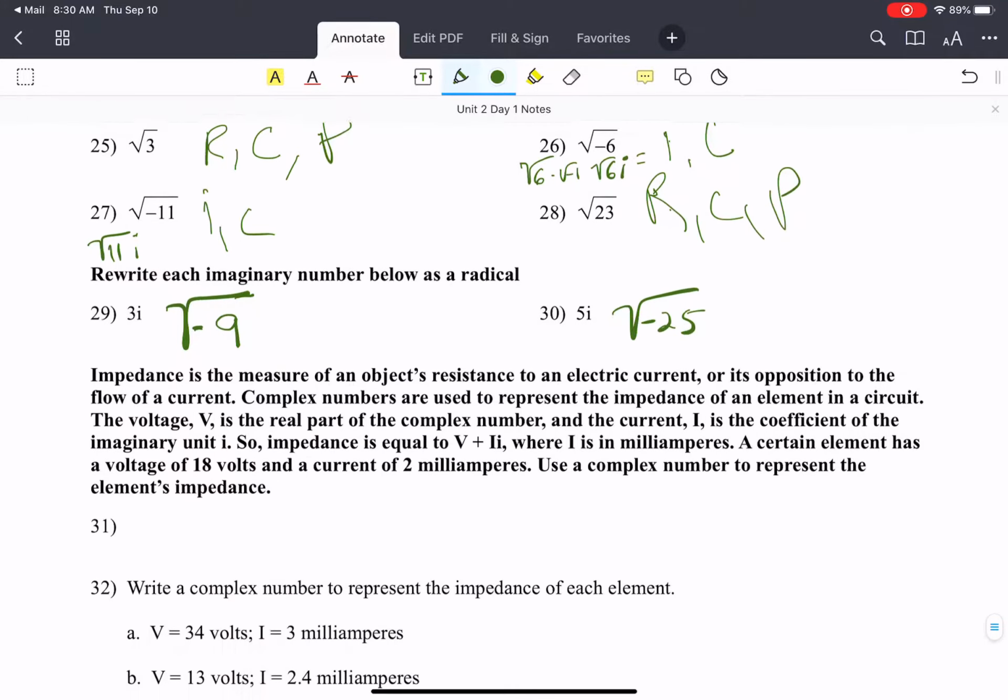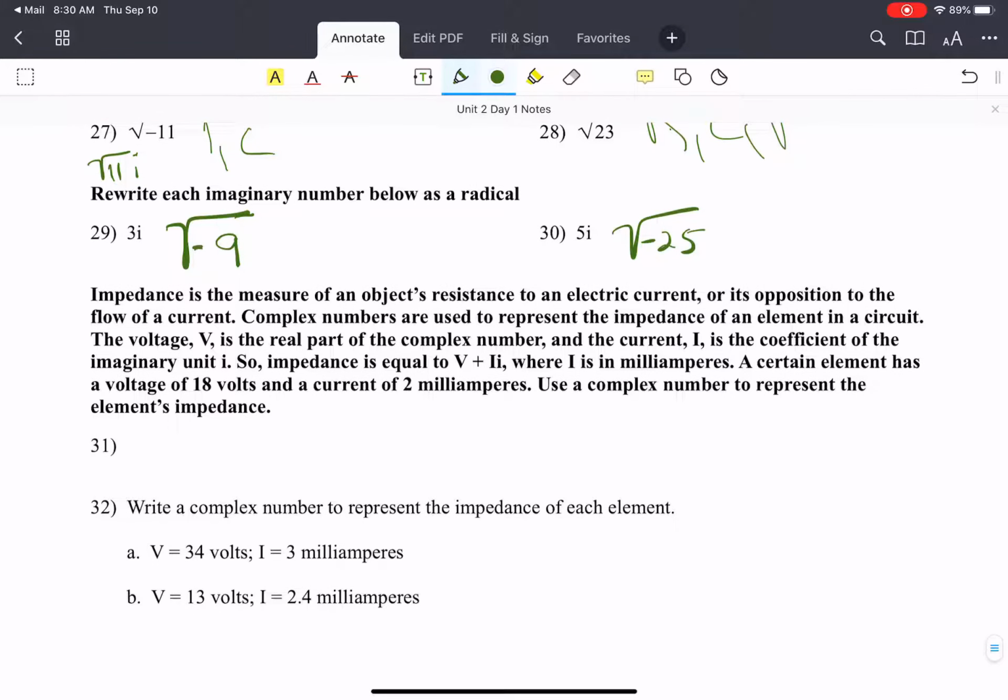Okay, impedance. This is just an example of when these imaginary numbers are used in real life. Impedance is the measure of an object's resistance to an electric current or its opposition to the flow of a current. Complex numbers are used to represent the impedance of an element in a circuit. The voltage V, and this is a lot of words, but it's going to be really easy, okay? The voltage V is the real part of the complex number, and the current I is the coefficient of the imaginary part. So the impedance is equal to V plus capital I.